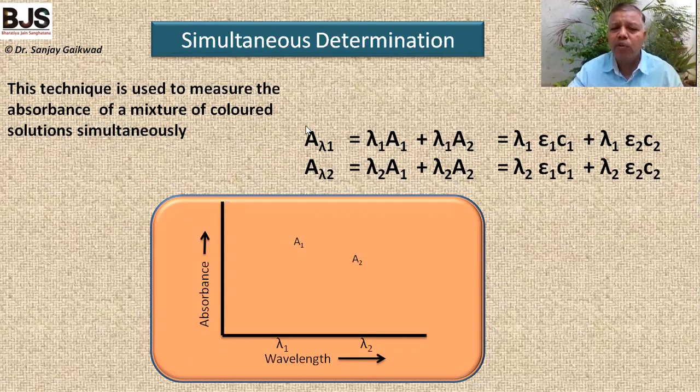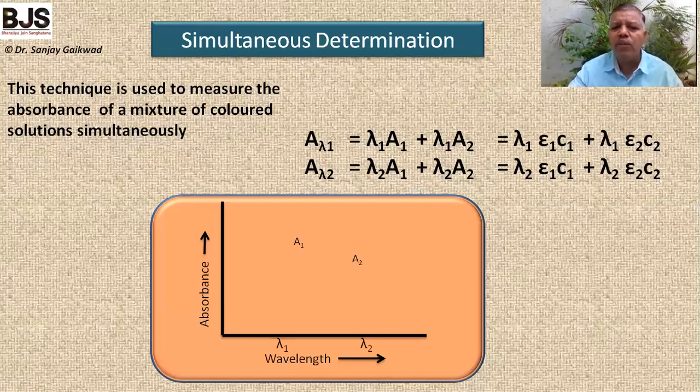Now we know the equation: absorbance at lambda 1 is equal to epsilon at lambda 1 times A1 plus epsilon at lambda 1 times A2, and absorbance at lambda 2 is equal to epsilon at lambda 2 times A1 plus epsilon at lambda 2 times A2, because the components absorb at wavelength lambda 1 and at wavelength lambda 2. Two wavelengths are there because two components are there, so two lambda maxes are there. At that lambda max, one component absorbs for both and the other also absorbs for both.